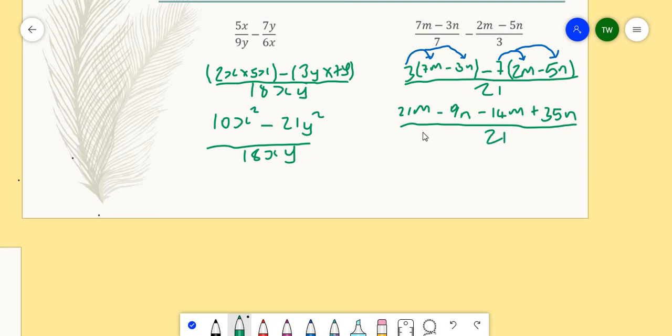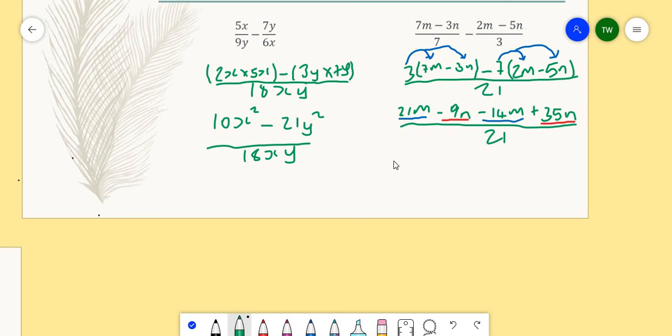At this stage, what you're going to do is group all the like terms, right? So we have some terms that have m, and we have some terms that have n. So you're going to group the like terms. So let me underline the like terms. So here 21m is a like term to minus 14m. All right, and you can see that minus 9n is a like term to positive 35n. So we're going to group the like terms at this stage.